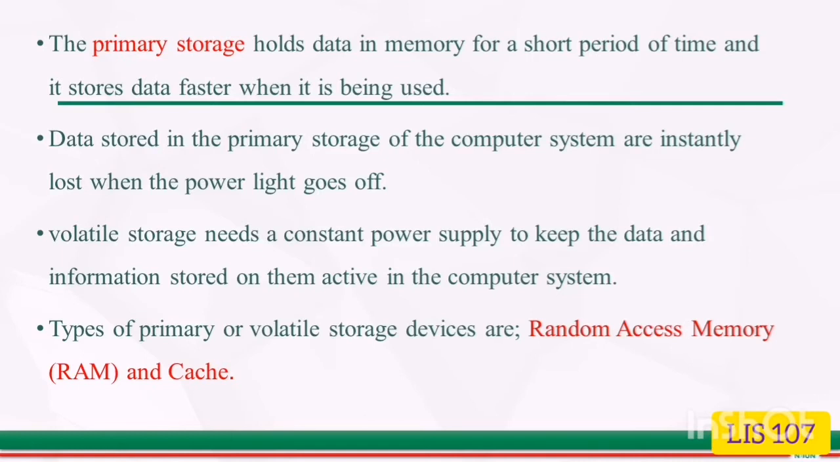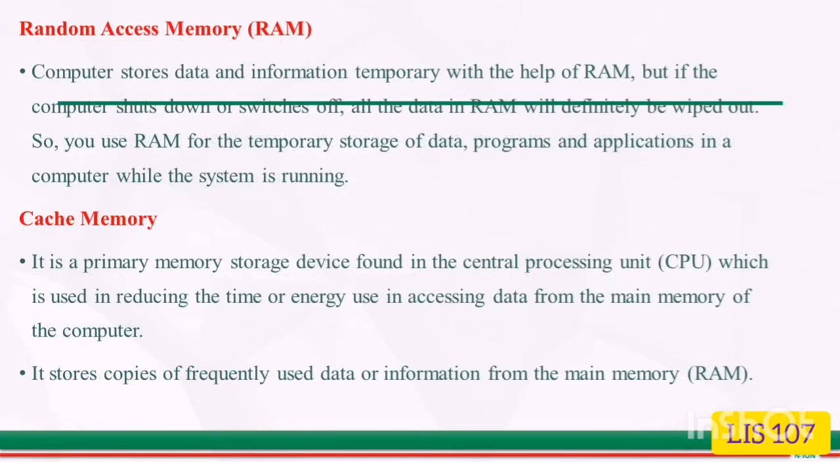Under the primary storage device, we have the random access memory and we also have the cache memory. Random access memory, which is also known as RAM, allows the computer to store information temporarily. But if the computer shuts down or switches off, all the data in the RAM will be wiped out. So for you to use your RAM, the system has to be running. For the RAM to save your data temporarily, the computer system has to be on.